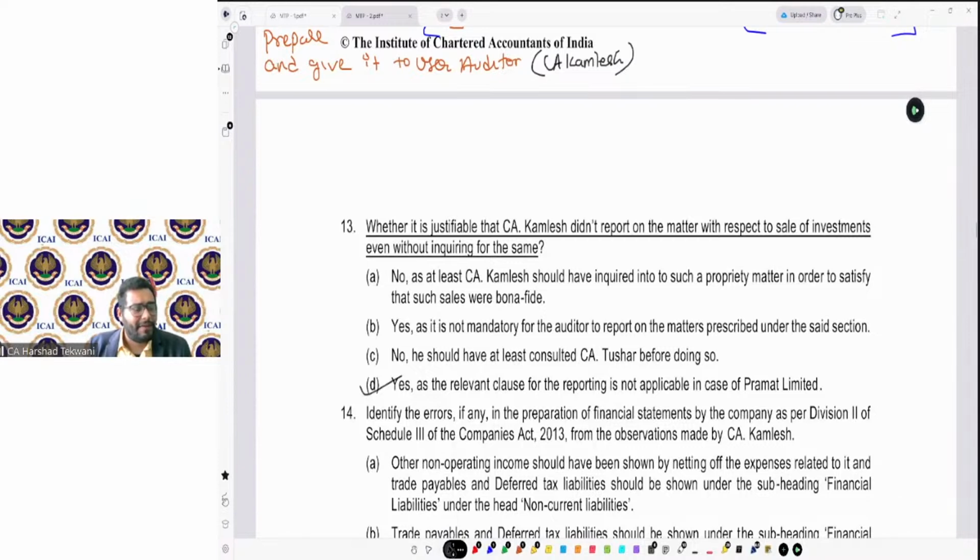Yes, as the relevant clause for the reporting is not applicable in the Parmat Limited case, this is justifiable. Clear?